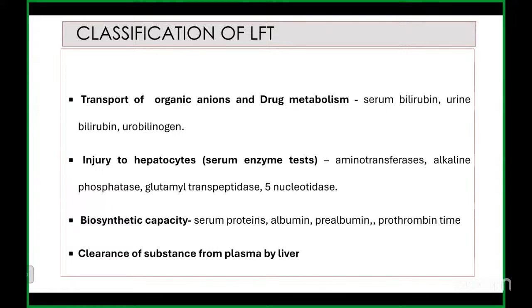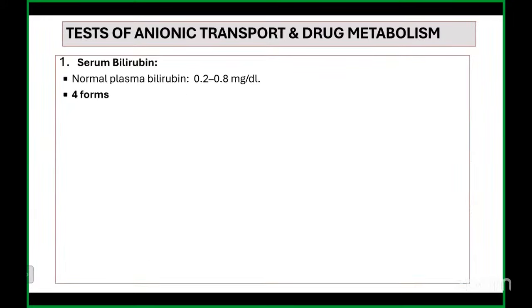And sometimes we also do something called a clearance test. That means clearance of a substance from the plasma by the liver can also be tested, to see whether the liver is able to clear it and whether the liver has active cytochrome oxidases or not. So broadly, you should remember these headings.